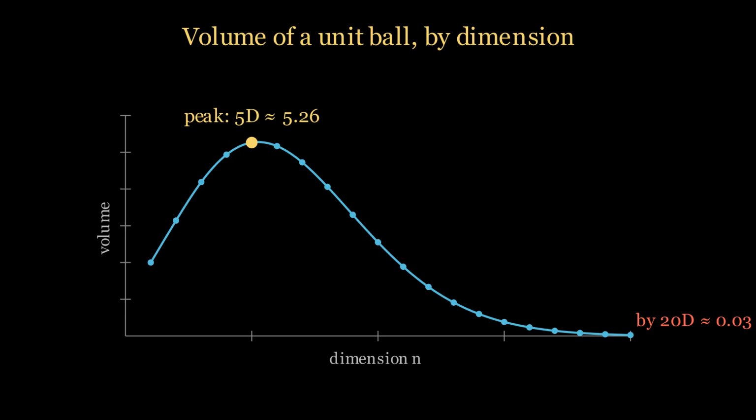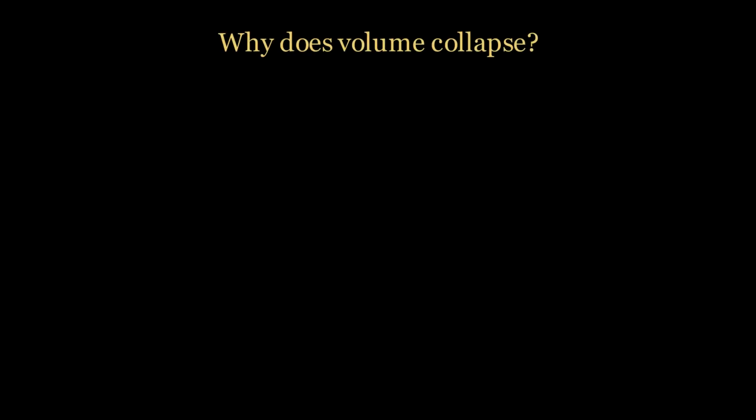Go to 6, and it drops slightly. 7, it drops more. By dimension 10, it's down to 2.5. By 20, it's 0.02. The volume rises, crests at dimension 5, and then slides all the way down towards 0. The ball is vanishing. Why would adding dimensions destroy the volume?